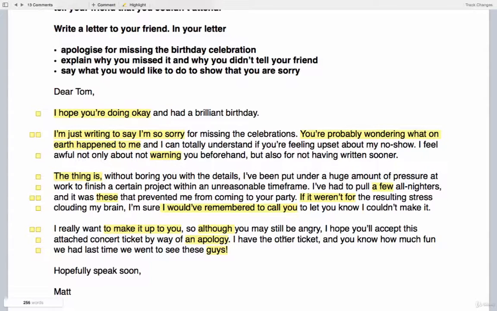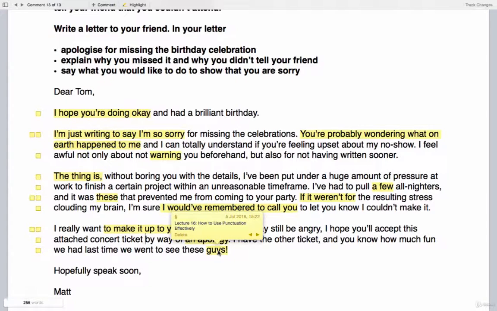So although you may still be angry, I hope you'll accept this attached concert ticket by way of an apology. What have we got here? Different letter types, lecture 3. That's what we've already just looked at in the previous lecture. We were looking at the different letter types, but also the different purposes of a letter. We know that we're in an apology letter here. It's totally clear that this entire letter is based around an apology, so there's no ambiguity there. I have the other ticket, and you know how much fun we had last time we went to see these guys.